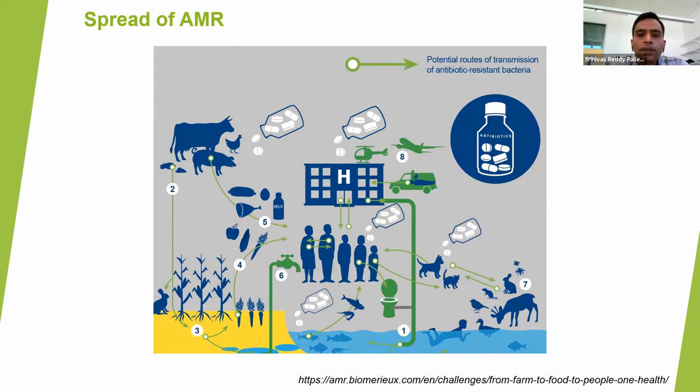And once it is developed, there is a possibility of it spreading between animals and humans. Usually farmers will get in contact with the animals, or the meat produced from the animals enters the market and is consumed by human beings, who might be carrying resistant bacteria. Hospitals, usually the ICUs, are hotbeds for the spread, and also people coming in contact with pet animals might be carrying the resistant bacteria.